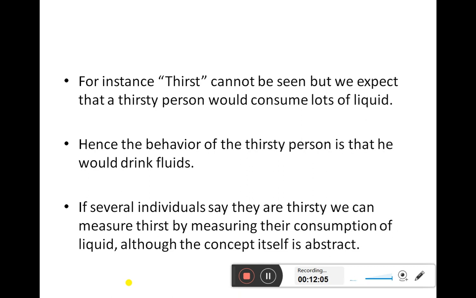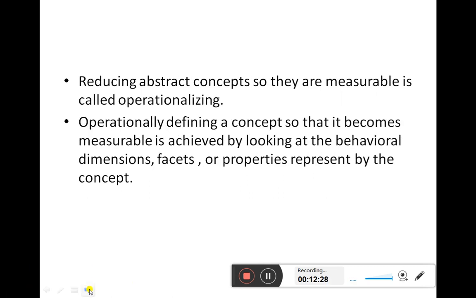Let's suppose one person takes 3 glasses of water and another person takes, for example, 4 or 5 glasses of water. So I can indirectly get an idea that the person who drank 5 glasses was more thirsty. But thirst, this variable, is abstract in nature or subjective in nature; we can't measure it directly.